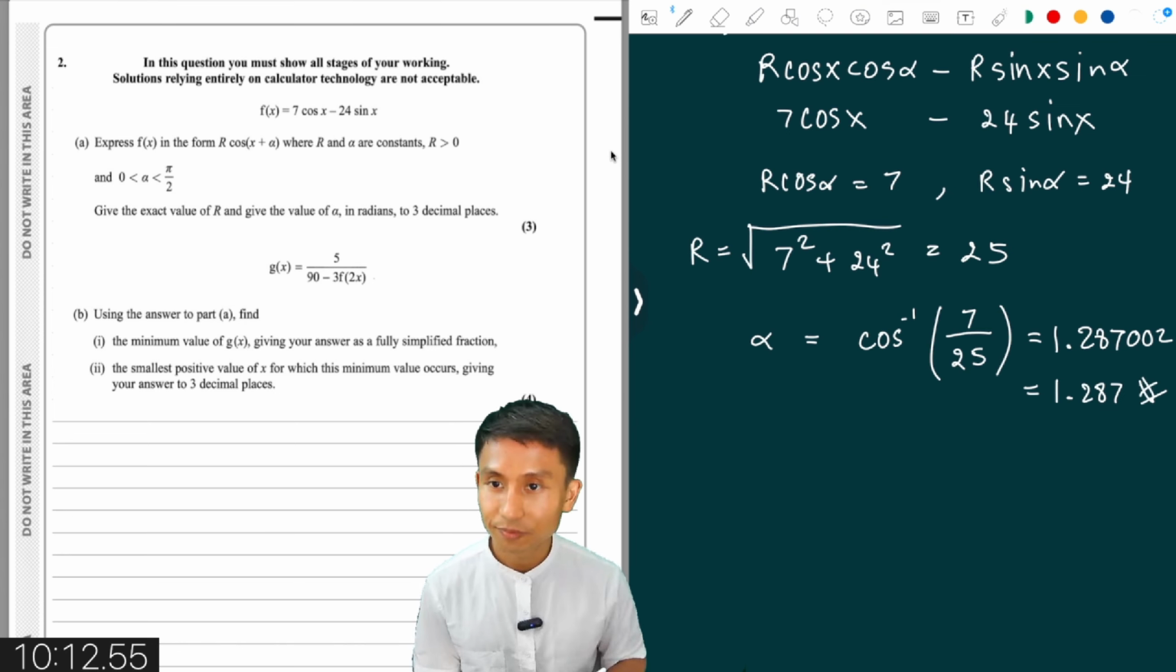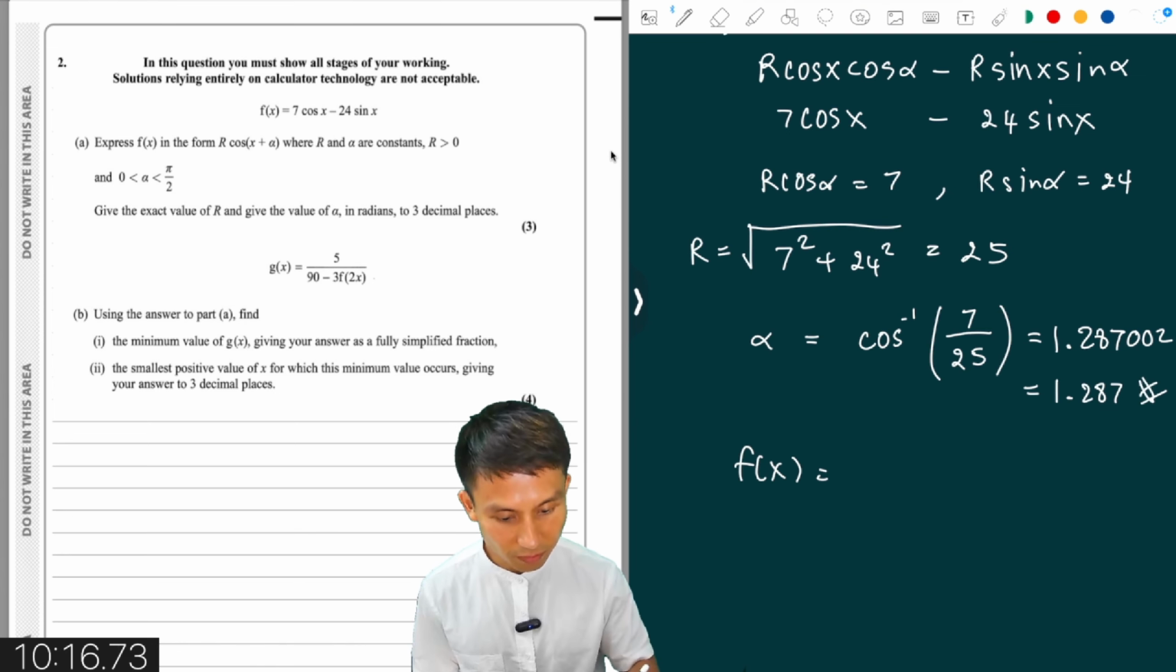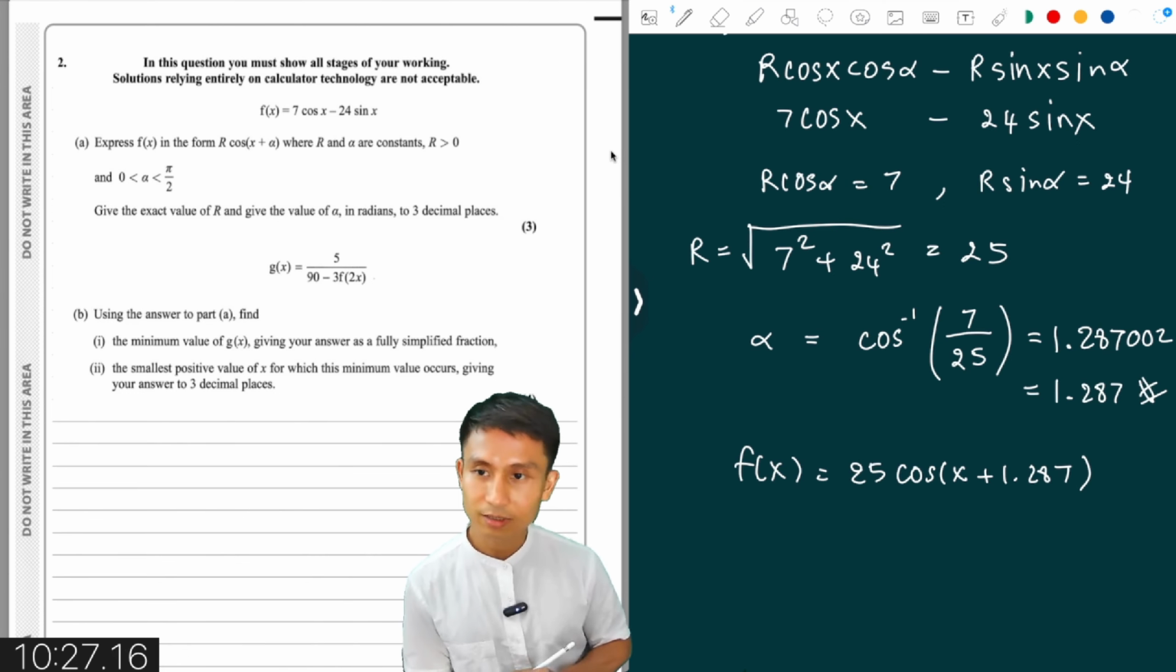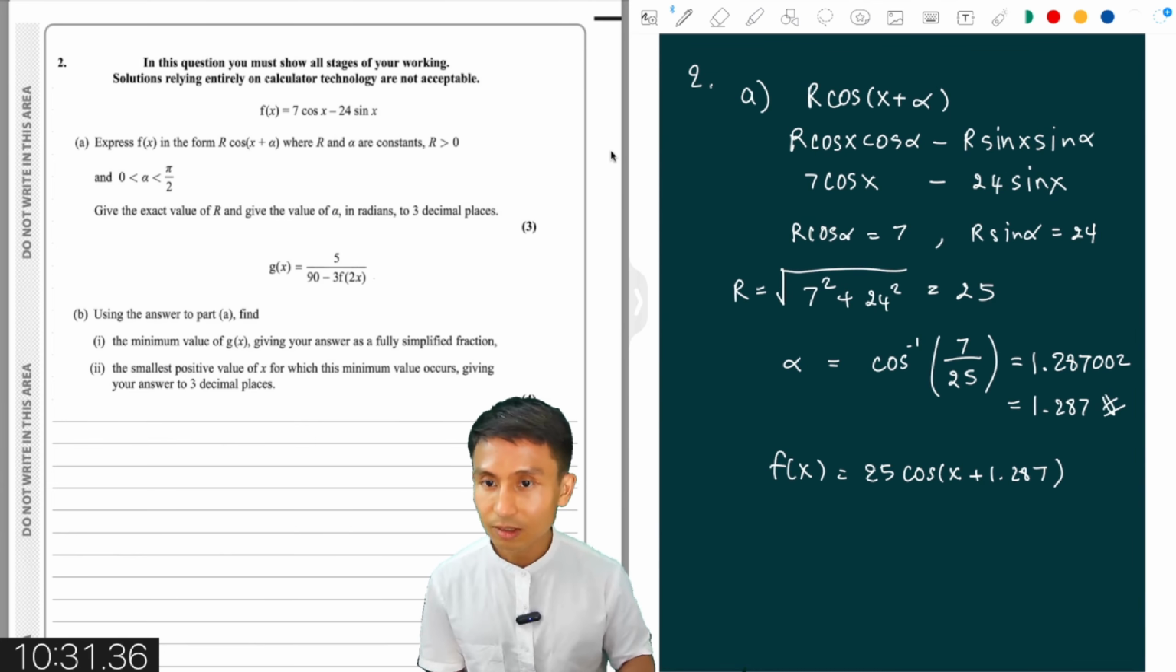So f(x) equals, now we're going to put everything into the form 25 cos(x + 1.287). That's not greater than pi over 2, I believe. Yeah, that's fine. That's part A done.